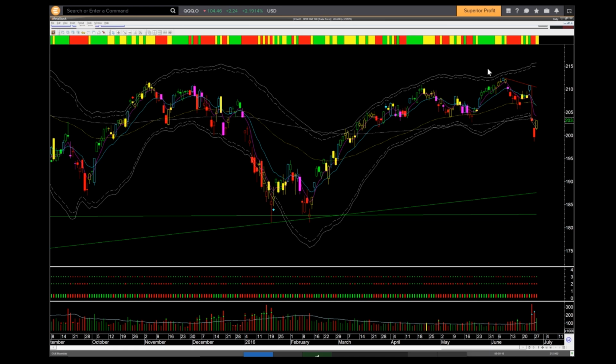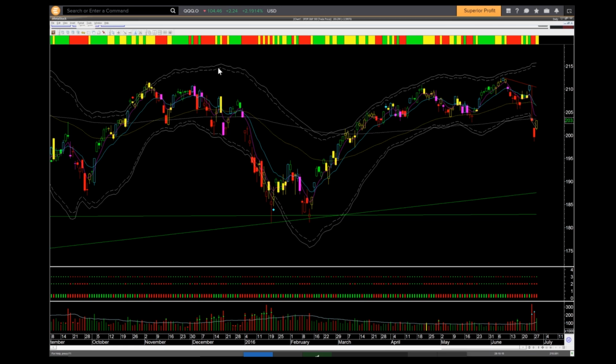We have a pair of lines at the upper side and a pair of lines at the lower side. We call them upper band and lower band. For most liquid stocks, the stock or ETF or future will tend to stay inside the upper band and lower band. That's why we call them upper band and lower band. And by knowing that, we use that in our trading.